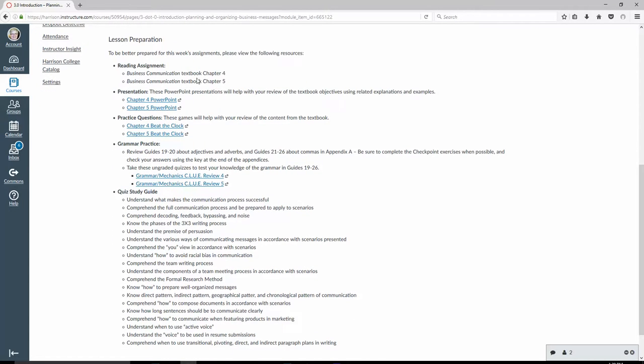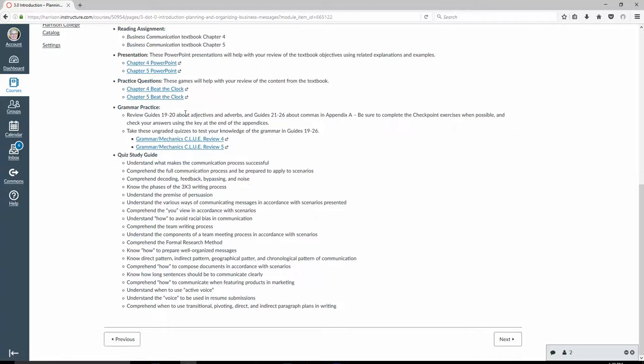Now we're going over 2 chapters this week, chapter 4 and chapter 5. Here are the 2 PowerPoints for it to kind of give you a heads up on it. Practice questions, the grammar practice, and here is the study guide for the quiz for this week. Remember, on the quizzes, you can do them twice, and the system will keep the highest score.